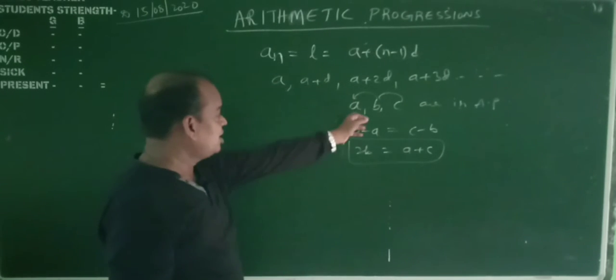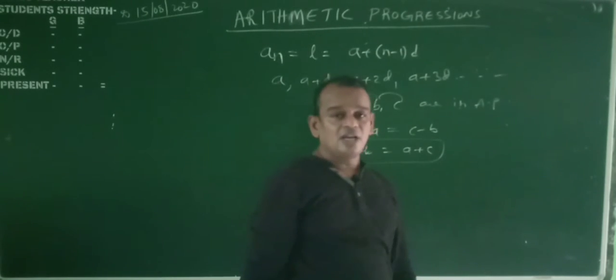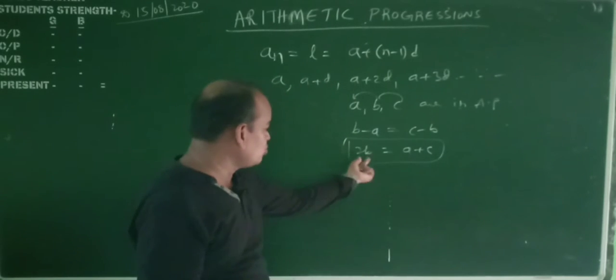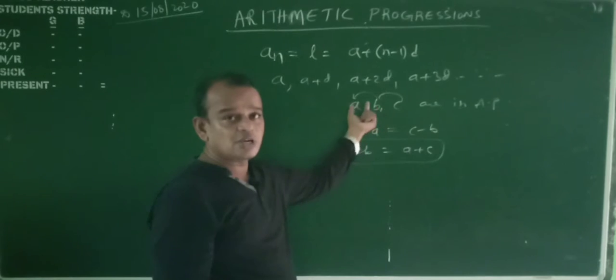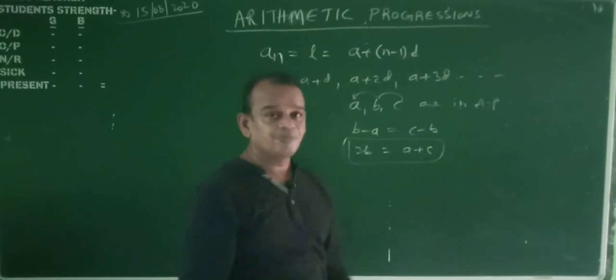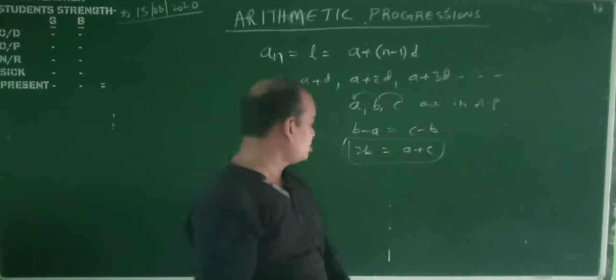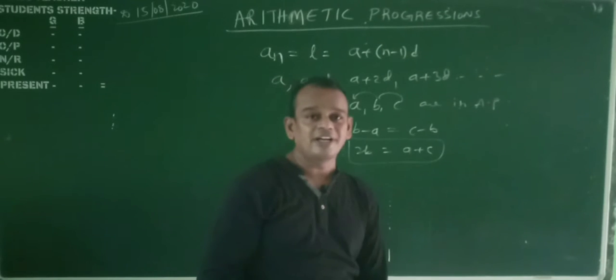How to write? a, b, c are in AP. What is the formula? 2b is equal to a plus c. Twice the middle term is equal to the sum of the two remaining terms.